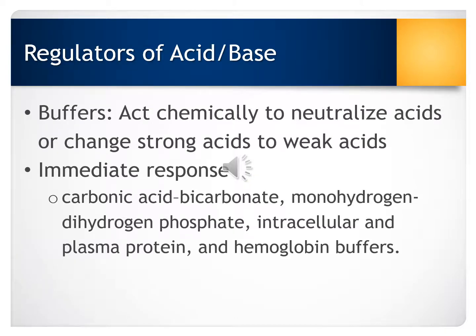The buffer is the fastest acting system and the primary regulator of acid-base balance. Buffers act chemically to change strong acids to weak acids or to neutralize acids. The buffers in the body include carbonic acid-bicarbonate, monohydrogen-dihydrogen phosphate, intracellular and plasma proteins, and hemoglobin buffers.